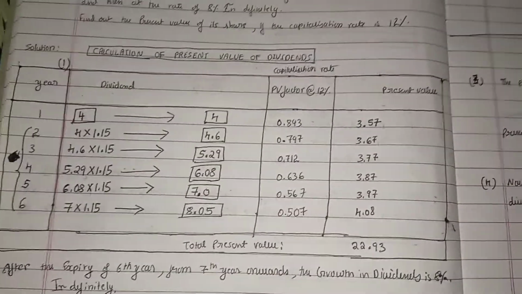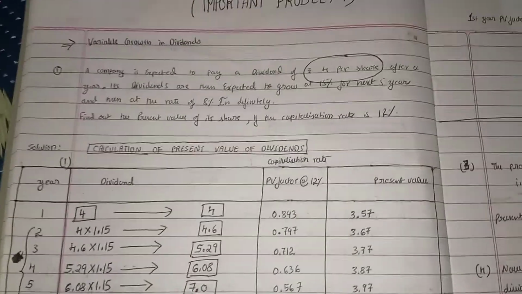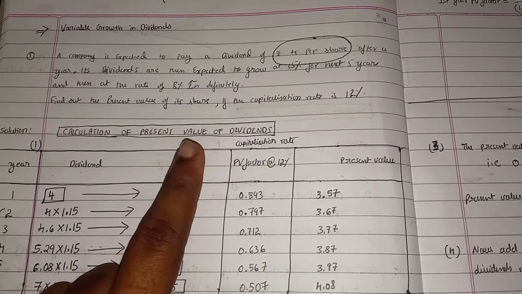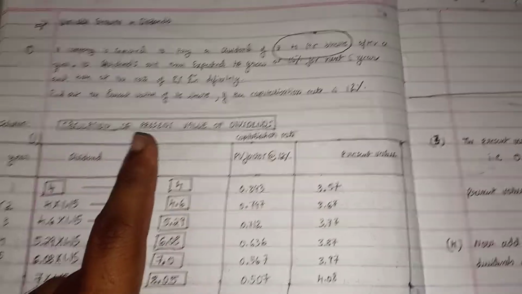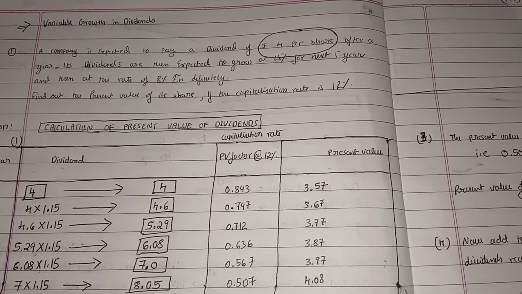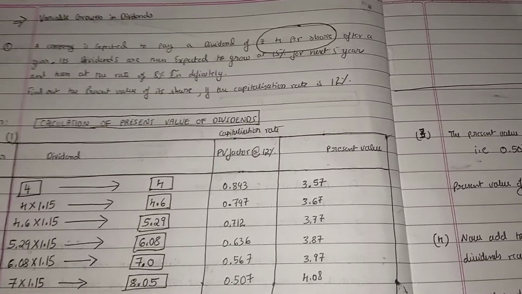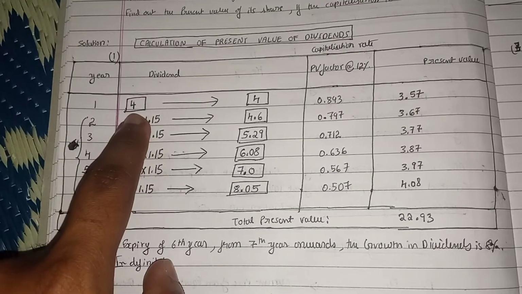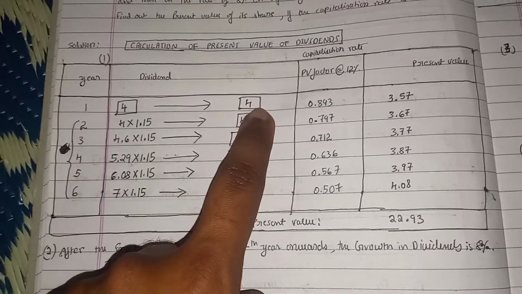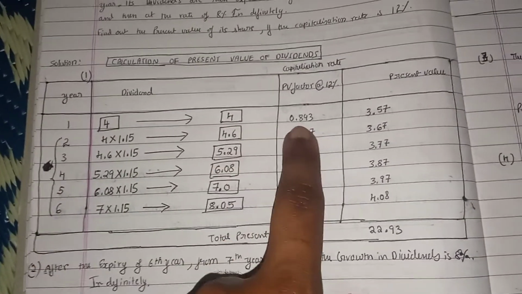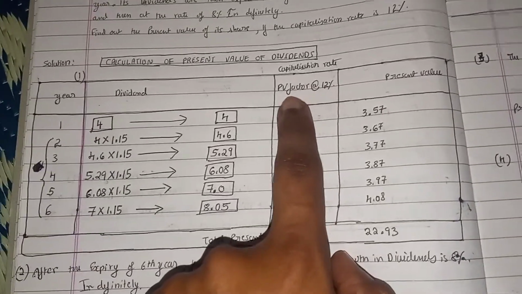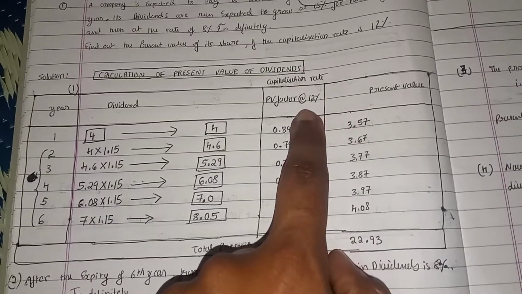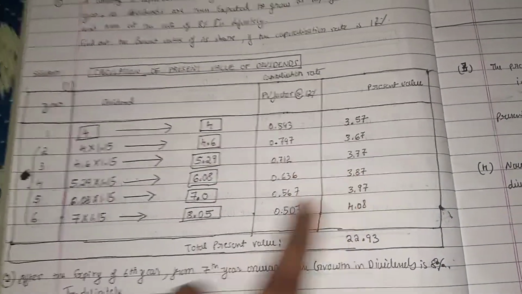Step 1, calculation of present value of dividends. See here, they are given a company is expected to pay dividend rupees 4 after a year, meaning after a year, the growth rate is 15%. So you can observe in this table, first year the dividend is 4, so I have taken it as it is. Here is the PV factor, that is the capitalization rate. We will consider the PV factor at 12%. How to calculate this table, I will explain to you.